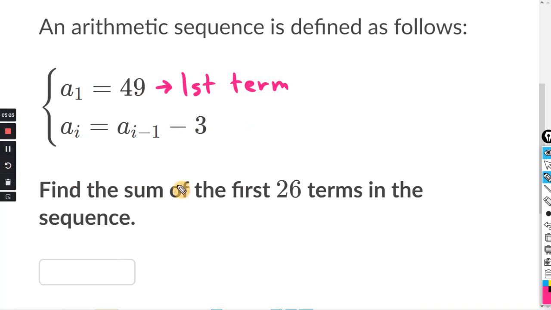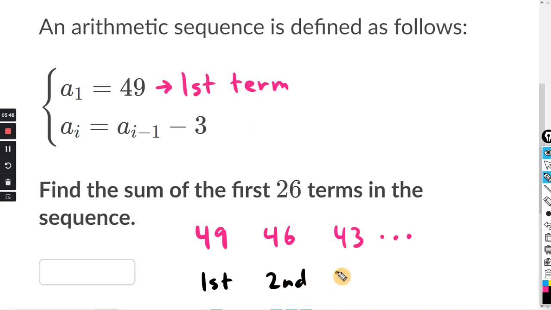So the series would start with 49. That's the first term, and then you're subtracting 3 each time. So 49, 46, 43, and it keeps going. Now 49 is the first term, 46 is the second term, and 43 is the third term. So we said we're doing minus 3 each time.